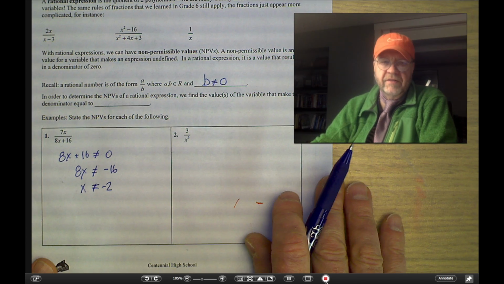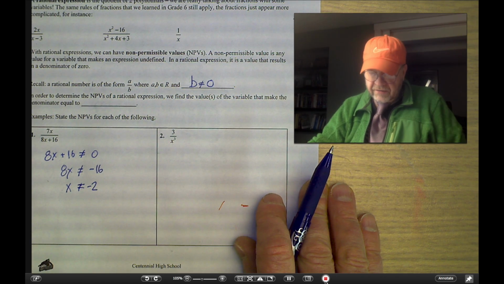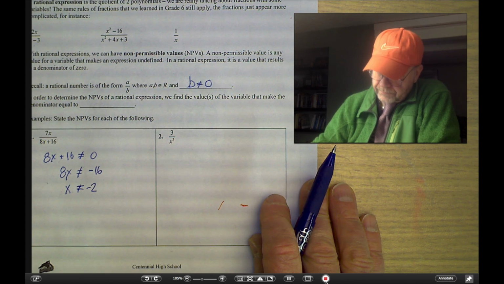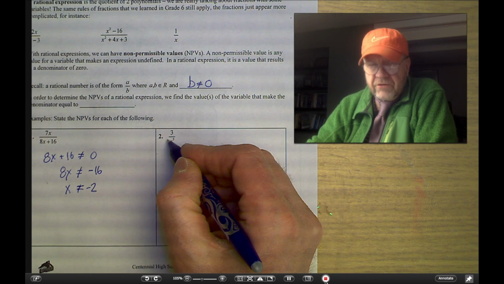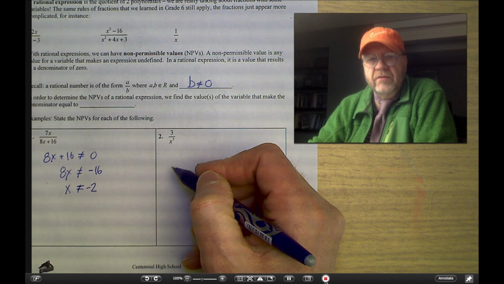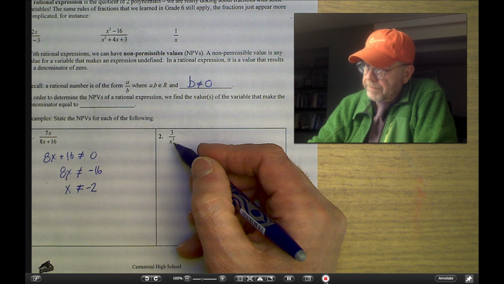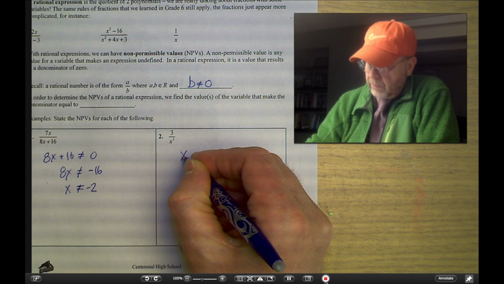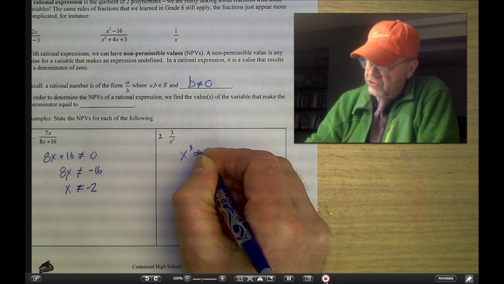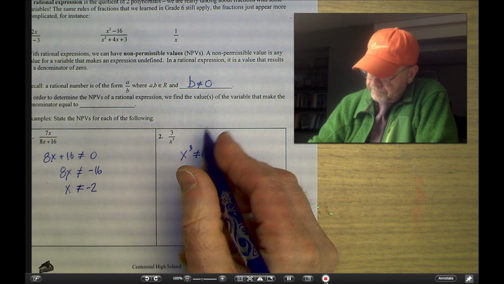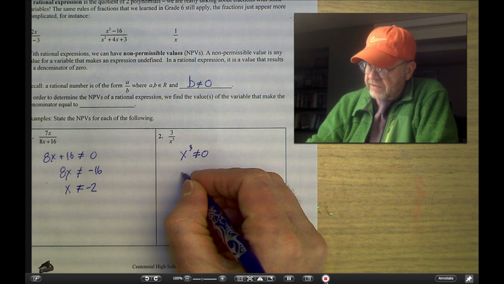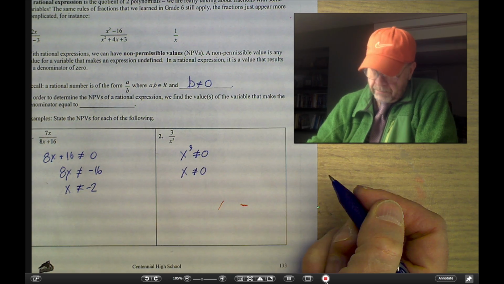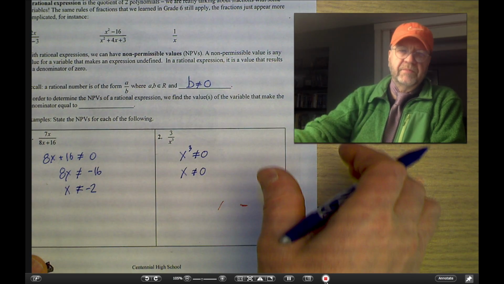Well, let's take a look at the other side here. 3 over x cubed. Well, we're interested only in the denominator, values for x in which the denominator would equal 0. So what we don't want is for x cubed to be equal to 0. Take the cube root of both sides. Boom. All right, let's move on and see if this thing gets a little bit more complicated.